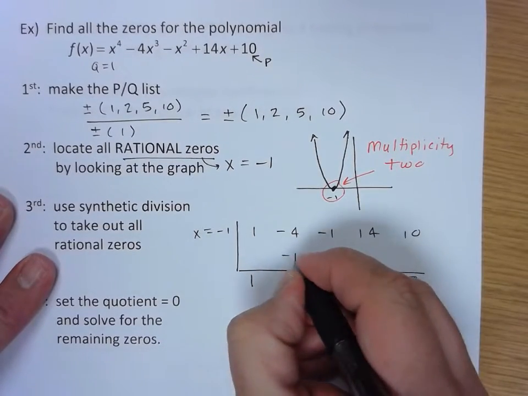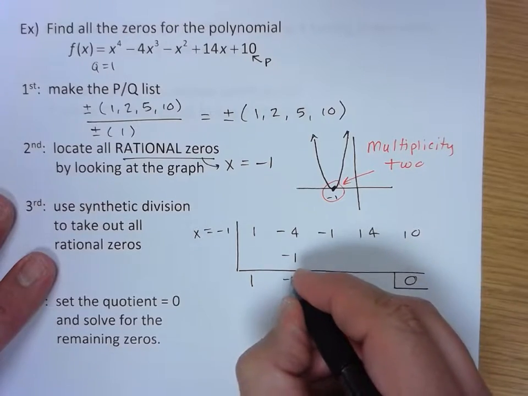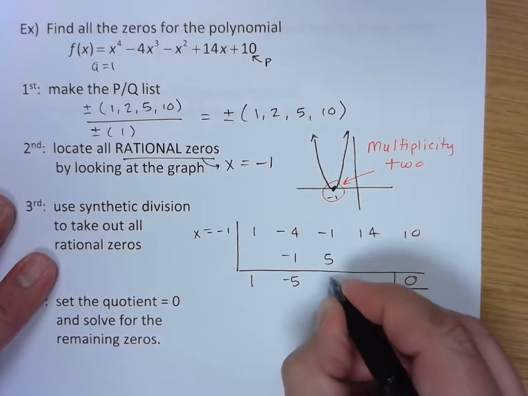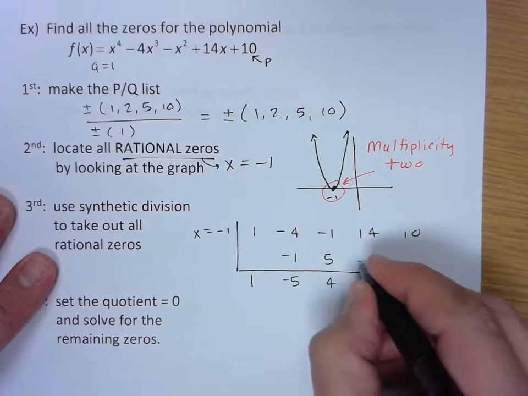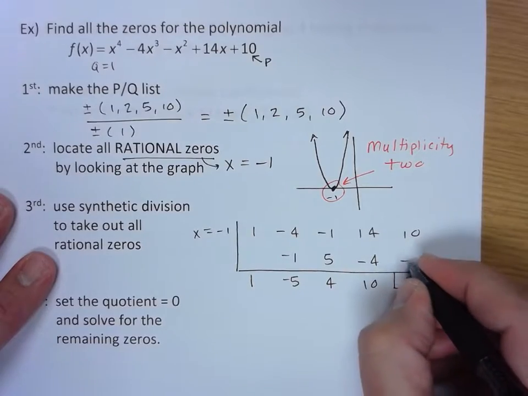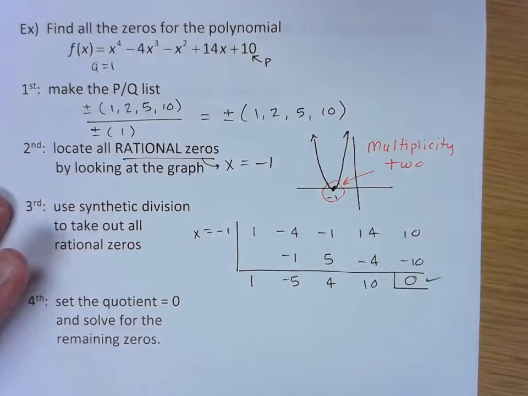-1 times 1 is -1. Those add up to -5. -1 times -5 is 5. Those add up to 4. -1 times 4 is -4. These add up to 10. -1 times 10 is -10. And indeed, I do get a 0 remainder.